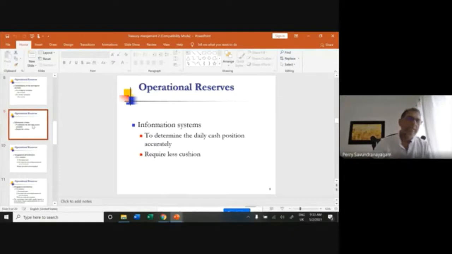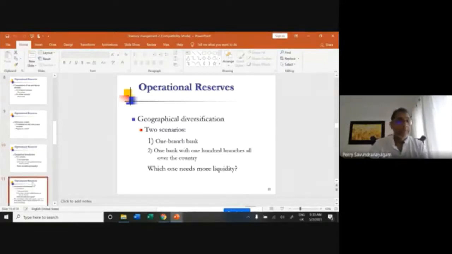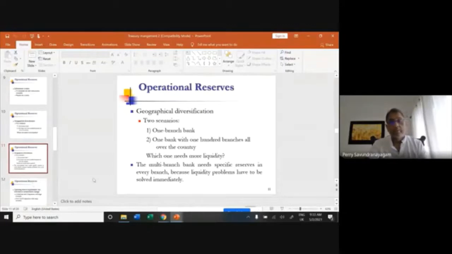Yeah, so information systems, like I said, is very important because it tells you what you need, how and when you need it, and basically helps you to keep less, not more than you require. Yeah, so geography that I mentioned: one branch, versus one bank with 100 branches all over the country. So obviously, the second one needs more liquidity, and that has to be managed.